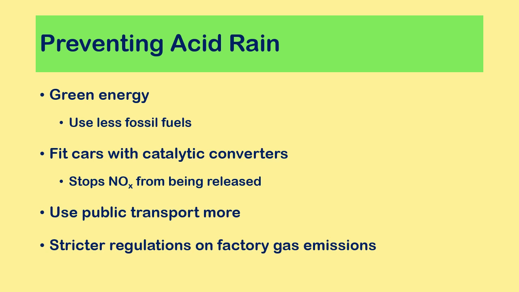The ways to prevent acid rain would be to move towards greener energy that does not rely on fossil fuels, to prevent nitrogen oxide and dioxide being released from cars. We can have catalytic converters, which are now standard on cars, using public transport to avoid mass use of cars, and also having stricter regulations on the emissions that factories and countries can actually contribute towards the atmosphere.